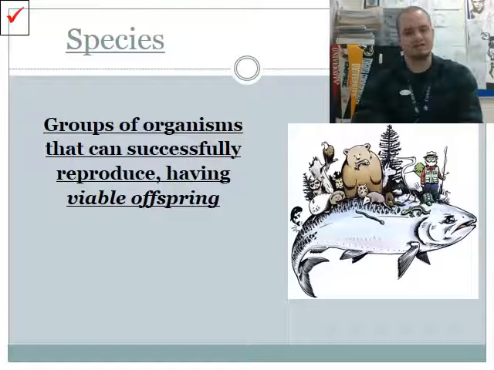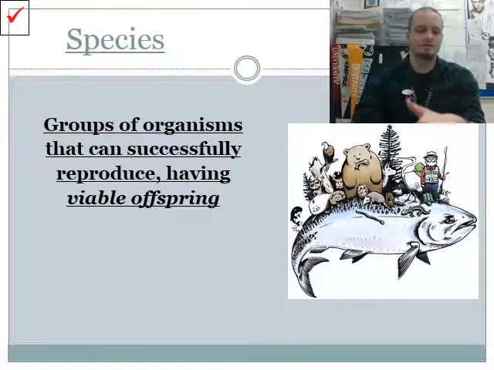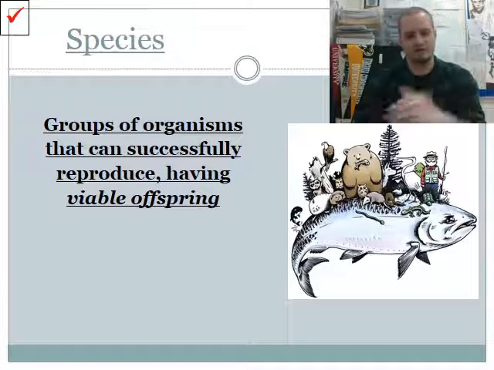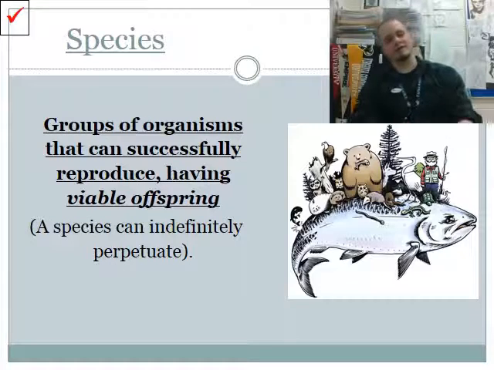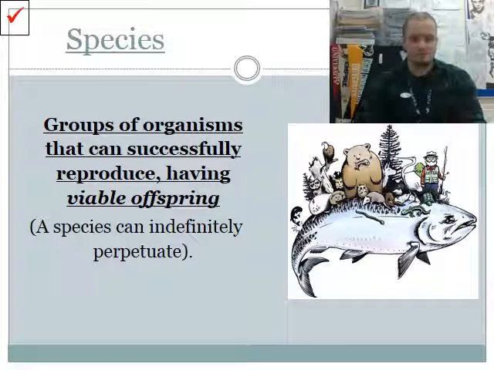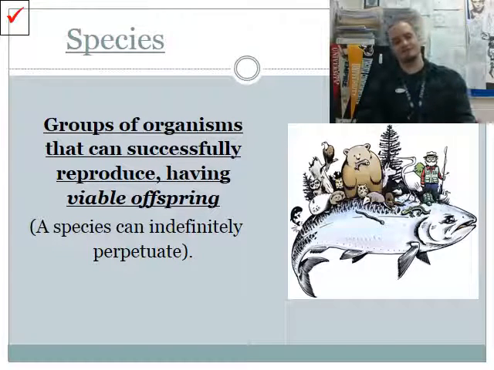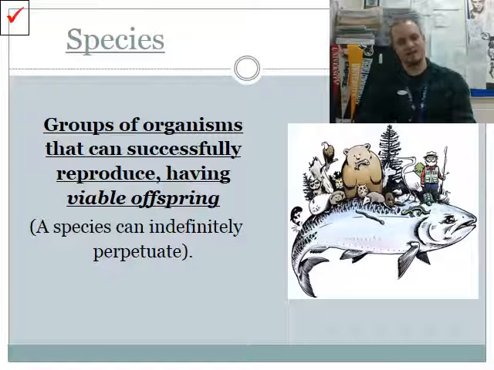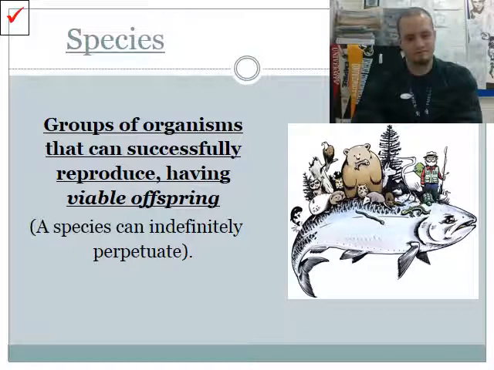So, a species. A species is just a group of organisms that can successfully reproduce and have viable offspring. So, what we mean here is the offspring can also reproduce. There are some organisms that can reproduce from separate species, but the offspring cannot reproduce. So, to be considered a different species, the two organisms must be able to mate and produce viable offspring.